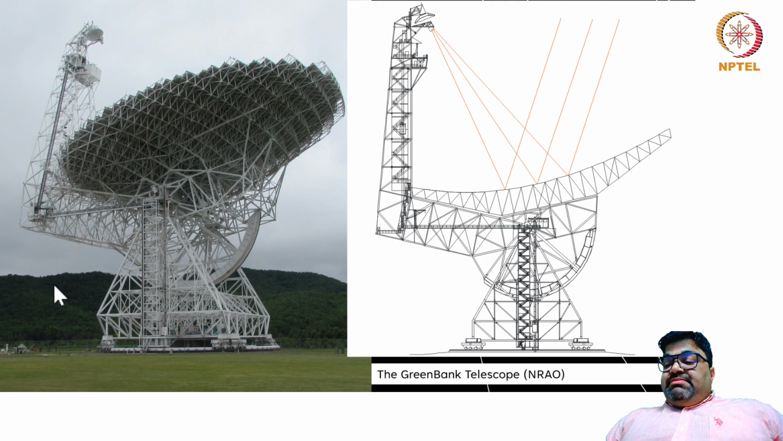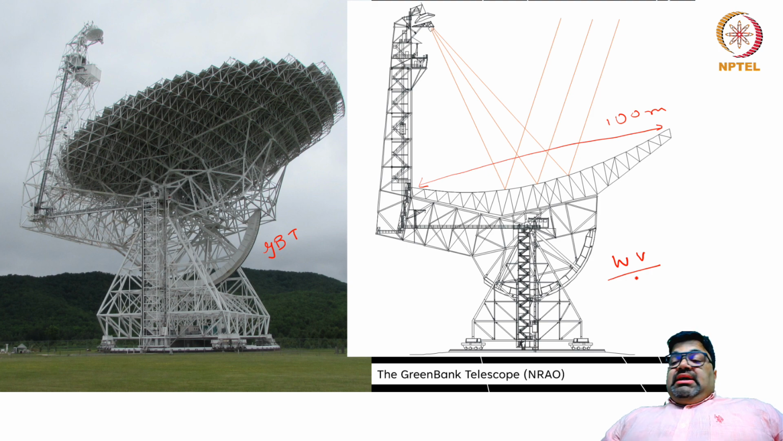Now, remember this particular telescope. It is the Green Bank telescope, GBT. It's in West Virginia, and the specialty is that this entire dish has 100 meters diameter. So 100 meter in diameter. This is in West Virginia in United States of America, and this is one of the largest dishes which is fully steerable.